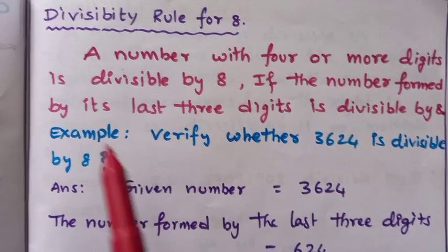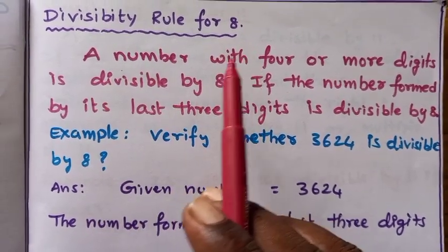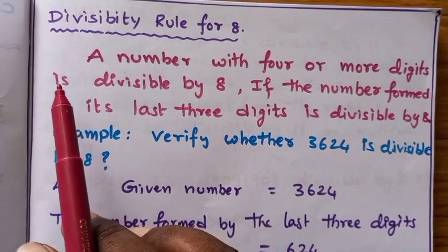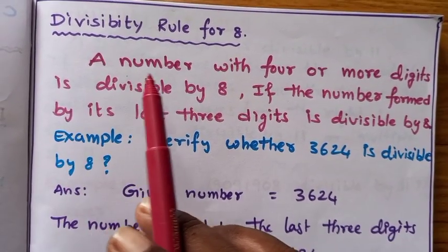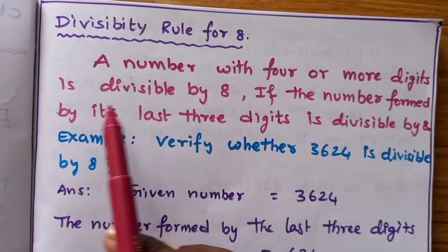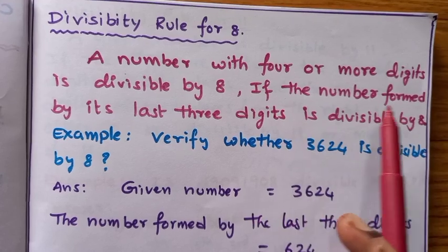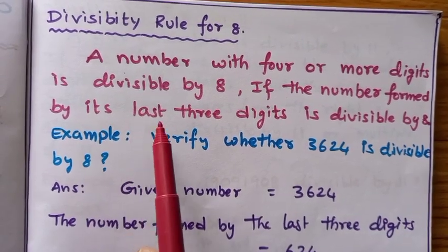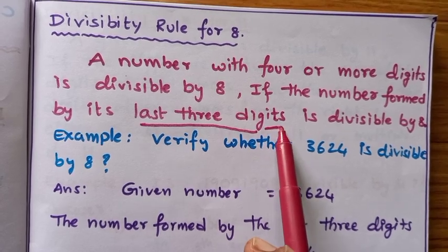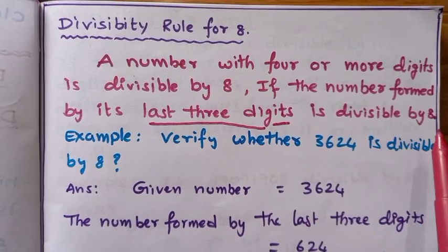Next, the divisibility rule for 8. For a number with 4 or more digits, the number is divisible by 8 if the number formed by its last 3 digits is divisible by 8.